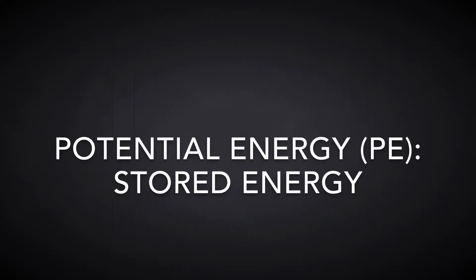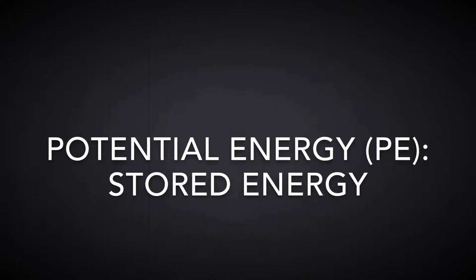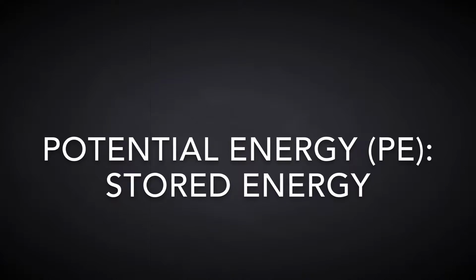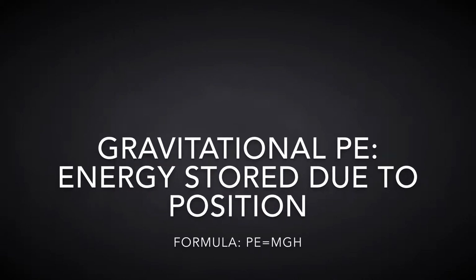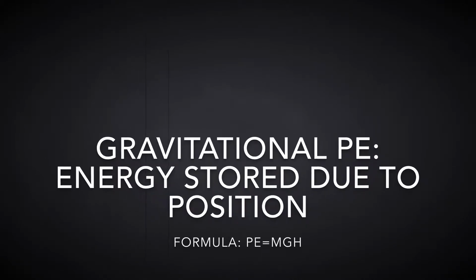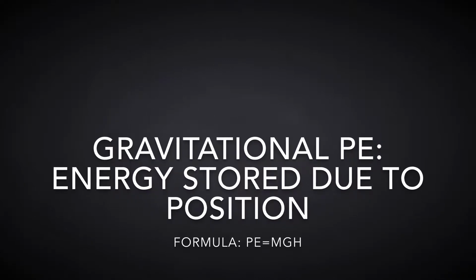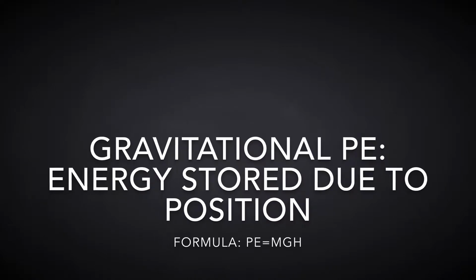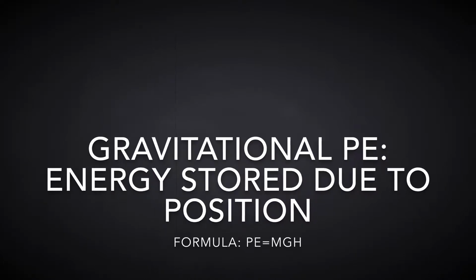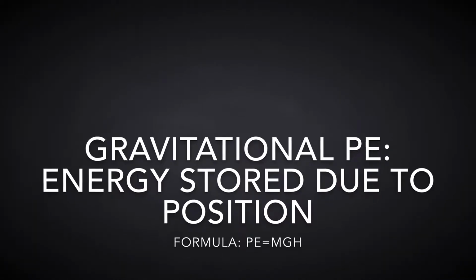You must also understand potential energy, also known as PE, stored energy, basically meaning that it has potential to do work. In this experiment, we will be working with gravitational potential energy stored due to position. The formula to find gravitational potential energy is PE equals mgh, m standing for mass, g standing for gravity, and h standing for height.